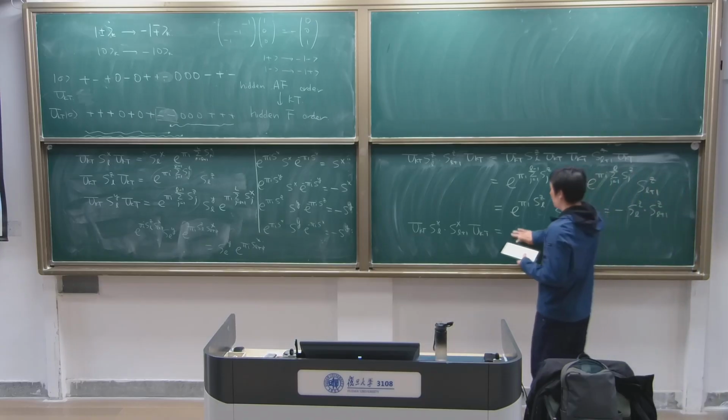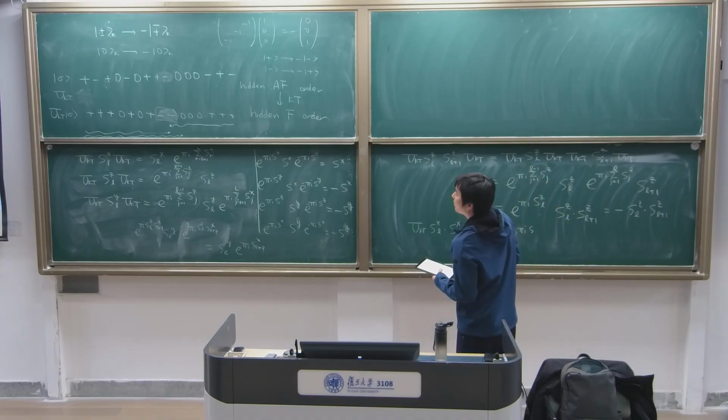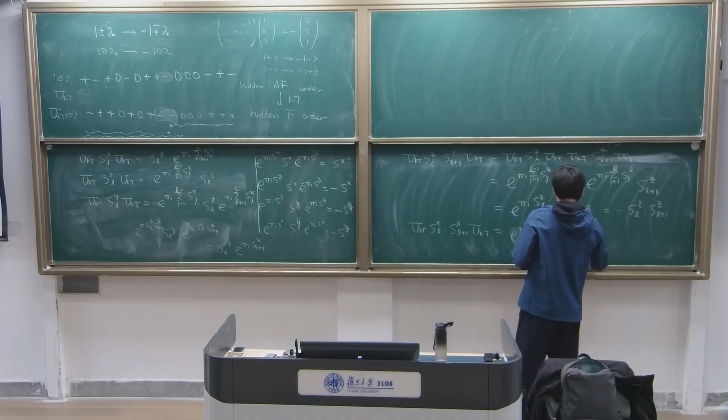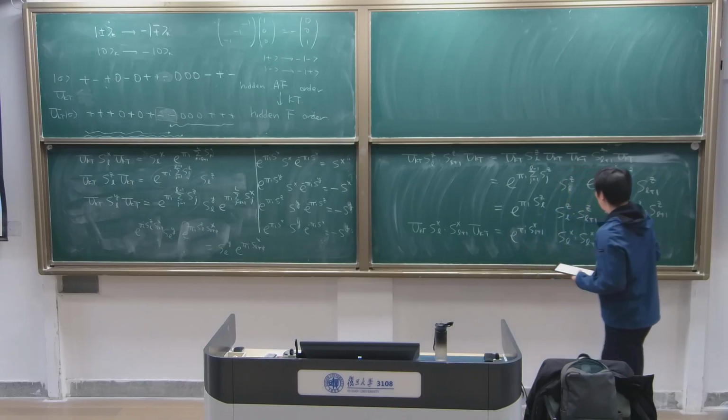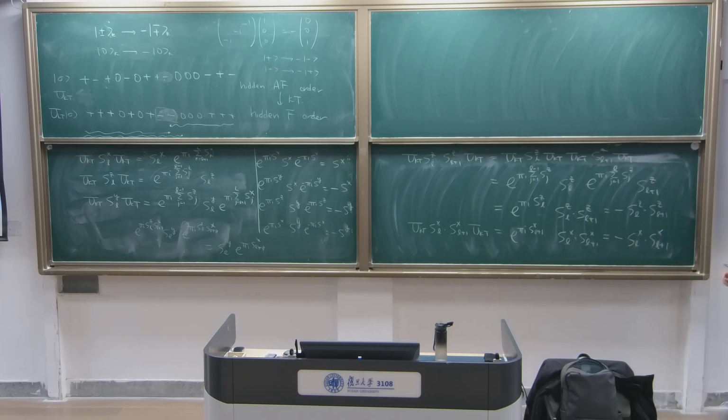The same thing happened here. This is e to the pi i S^x, L plus 1. For the same reason, you have S^x_L and S^x_{L+1}. Is that okay?